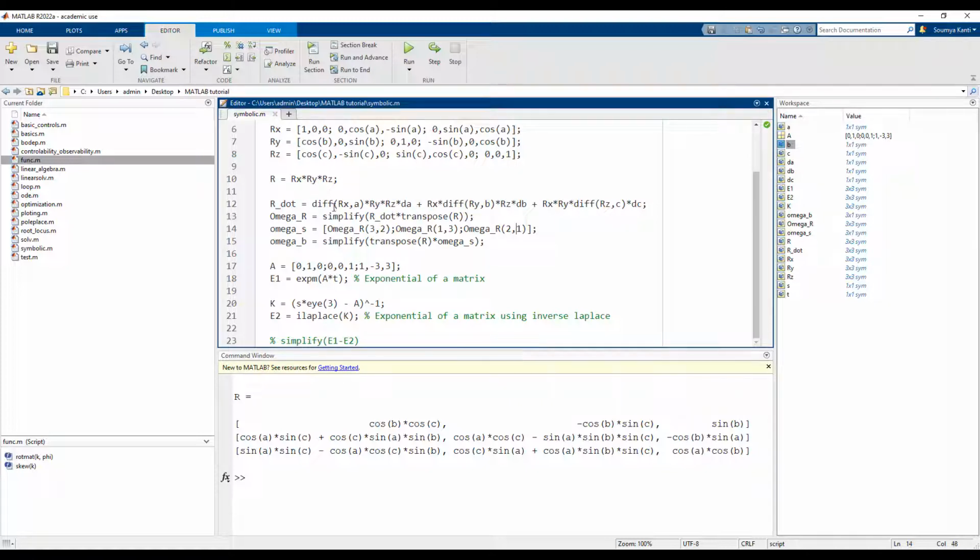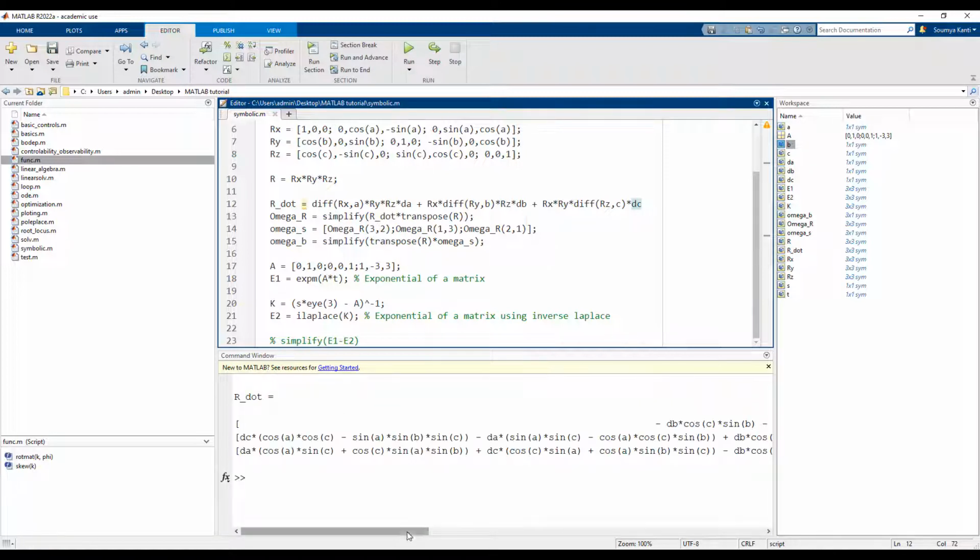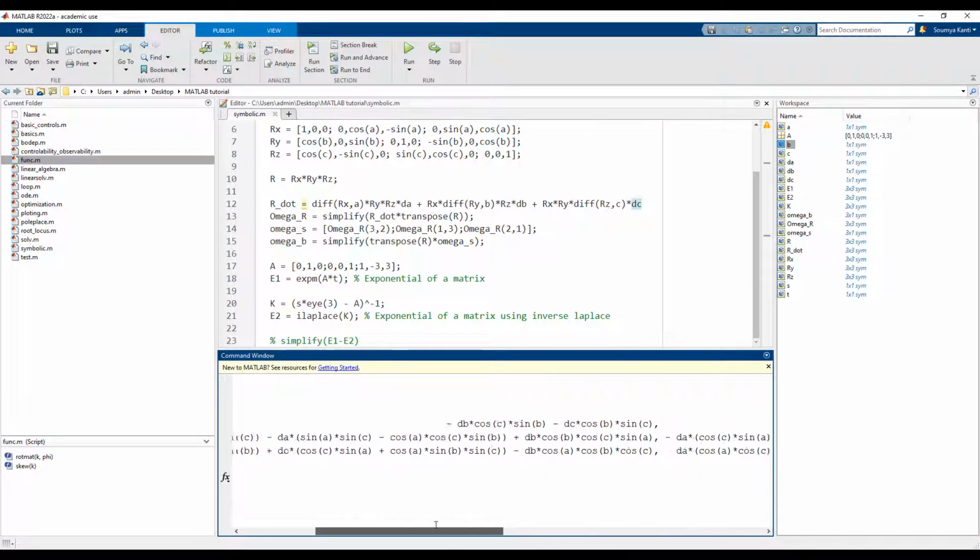So you can see this is differentiating. I am differentiating. So diff means differentiating. So this rx with respect to a, then times ry times rz, because this dA is like I'm shortening it for dA by dt. But this is a scalar, so I can just put it at the end. Similarly, I'm differentiating ry, and then I'm differentiating rz. So now if I run it, the r dot actually looks something like this. It is huge and complicated in nature.